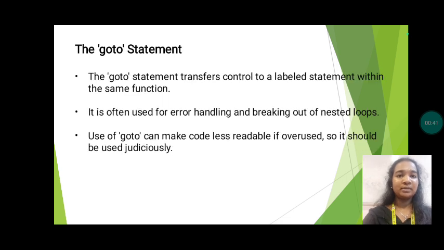Now there are three statements in jump statements. The first one is the goto statement, the second one is the break statement, and the third one is the continue statement. Now we are going to discuss the first one, the goto statement. The goto statement transfers control to a labeled statement within the same function. It is often used for error handling and breaking out of nested loops. Use of goto can make code less readable if overused, so it should be used judiciously.